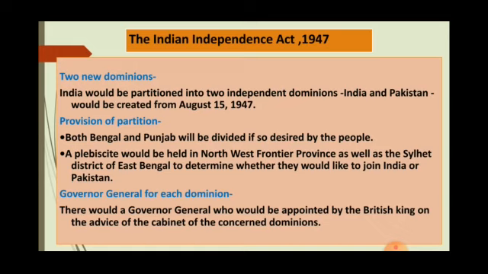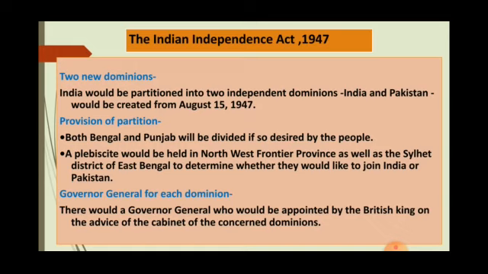India would be partitioned into two independent dominions. They are India and Pakistan, and they would be created from August 15th, 1947. That was the first provision of the Indian Independence Act of 1947. The country will be divided into two dominions, India and Pakistan, from 15th August 1947. The second provision is the provision for partition.